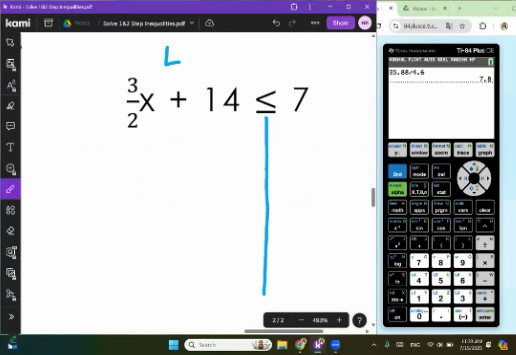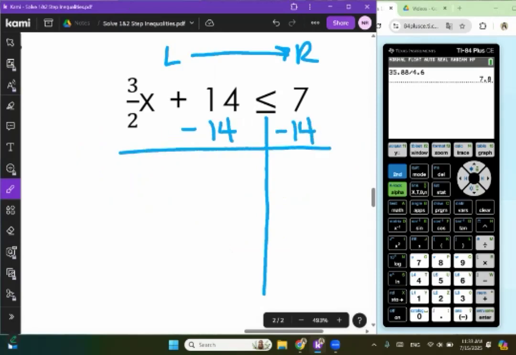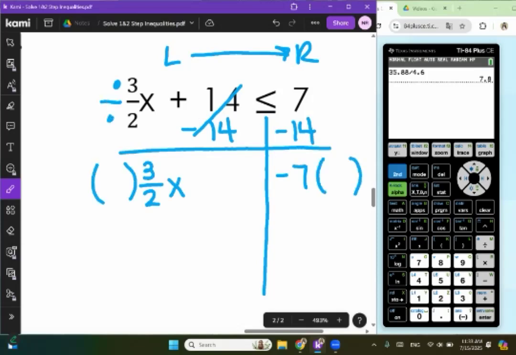So variables on the left, we move the numbers to the right side of the inequality. Starting with the 14, plus changes to minus, bring down 3 over 2x. 7 minus 14 is negative 7. Okay, now we have a fraction. What do fractions represent? Division. So the opposite of dividing is to multiply. We multiply by the reciprocal.